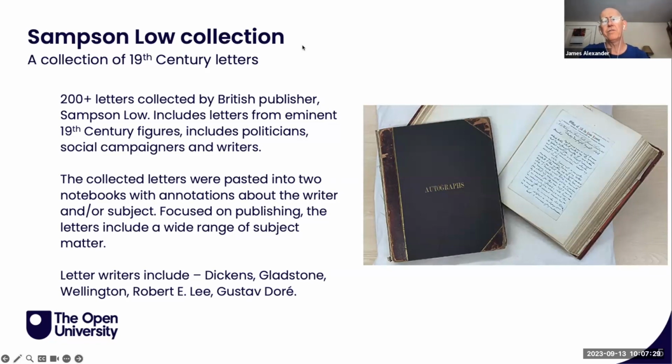It consists of just 2 books, into which were pasted just over 200 letters from eminent, mostly Victorians. It was collected by the publisher Sampson Low, and quite a lot of the letters are focused on publishing. However, there's a wide range of subjects, and the letters are from, amongst others, politicians, poets, writers, and social campaigners of the time.